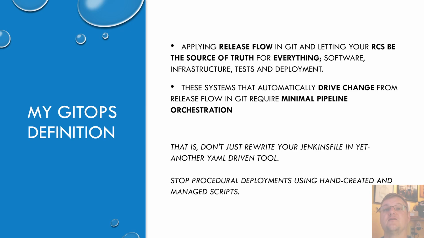Now this allows me to revise my GitOps definition a little bit. It's applying release flow in Git and letting your revision control system be the source of truth for everything. Software, infrastructure, tests, deployment. These systems that automatically drive change from release flow in Git require minimal pipeline orchestration. That is, don't just rewrite your Jenkinsfile in yet another YAML-driven system. You need to stop procedural deployments using hand-created and managed scripts. No more pets.